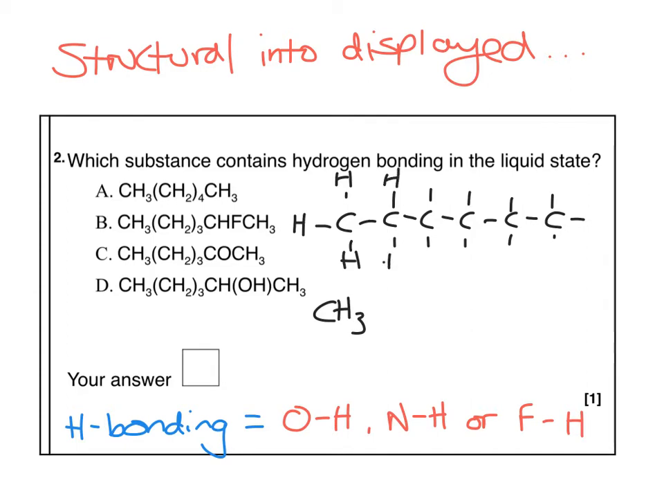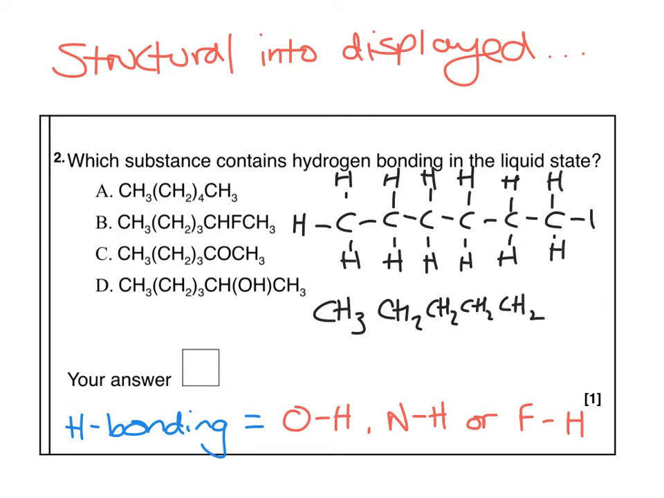So there's one. Here's another one. I wish there was a way to draw H's really quickly in life. Never mind. CH2. Here's our 4th CH2 in a row, and then a CH3 on the end. So that does not contain an OH, NH, or an FH, so it cannot be A. Let us get rid of all of that.